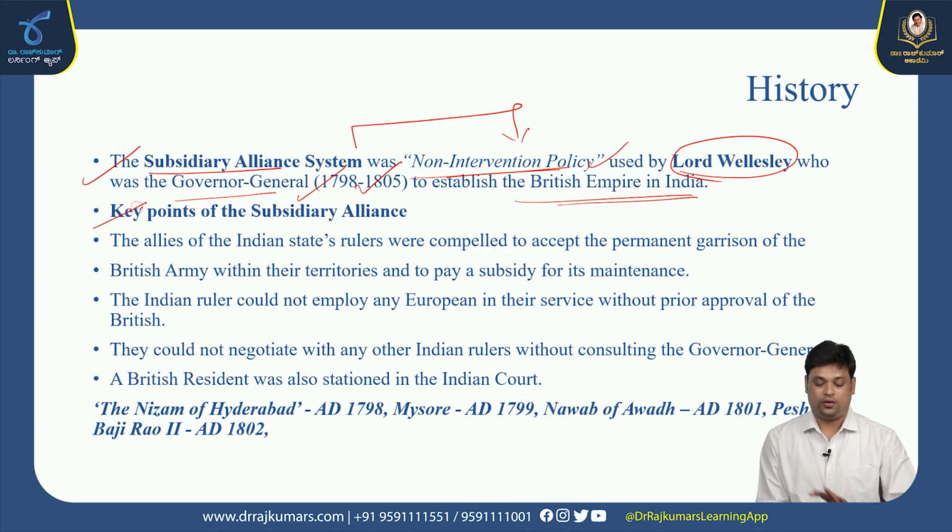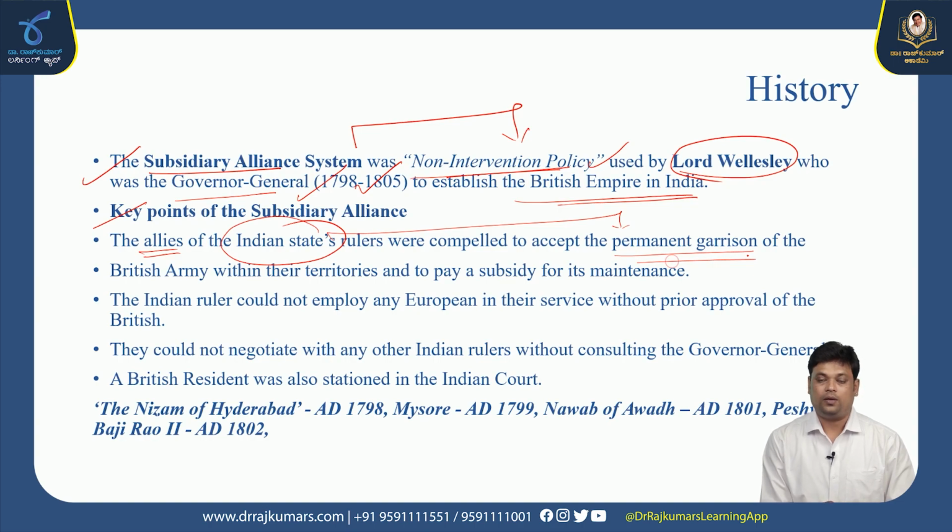What is the key point? As I told you, the allies of Indian state rulers were compelled to accept the permanent garrison of the British Army, a permanent troop from Britain, within their territories and to pay a subsidy for its maintenance. So, the British will send a permanent troop to the respective state signing the subsidiary alliance, and that troop will be stationed there itself, and the salary will be given by the respective state.